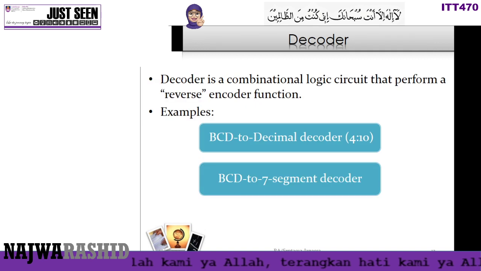So in the next video we will discuss the decoder.